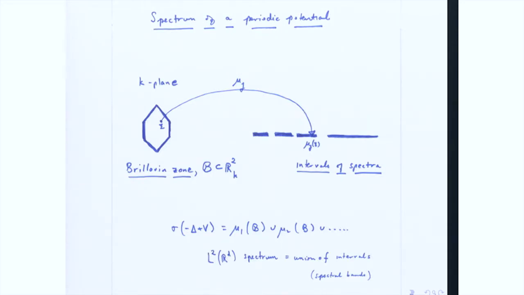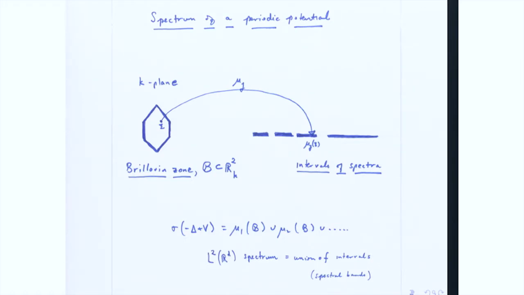So the spectrum of the periodic potential is obtained as follows. We have that sequence of eigenvalues, mu 1, mu 2, etc., and we look at the image of the Brillouin zone under those functions, mu j of k. If I pick k equal to c, I get some point mu. This is, say, the jth band. As k varies over the Brillouin zone, I sweep out intervals, and those are the spectral bands.